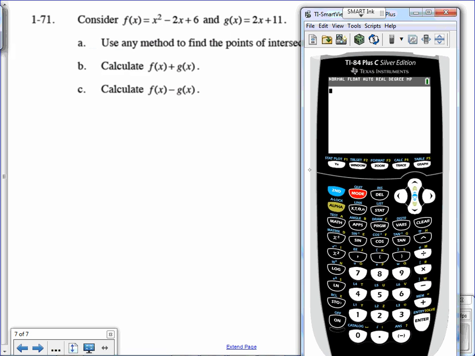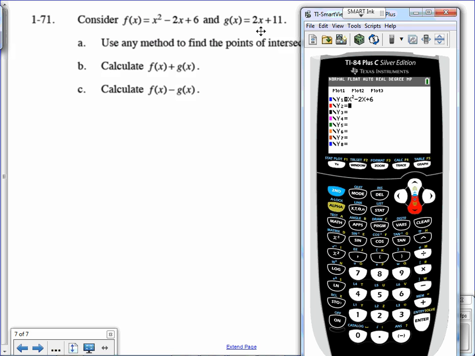So let's go to y equals. Everything's cleared out. I'm going to type in my first function, which is x squared minus 2x plus 6. Oops, I think we missed the plus sign. Let's go back and get it there. There we go. And now we're going to move into the second one.